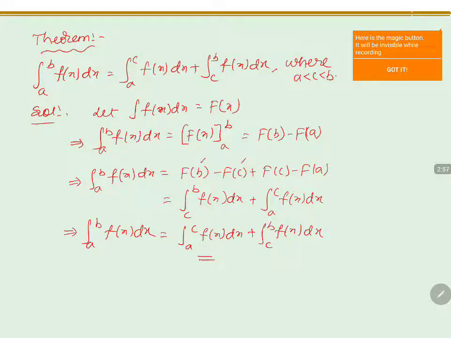So, whenever the lower limit is a and the upper limit is b, we can introduce one intermediate value called c, which lies in between a and b, such that integral a to b f of x dx is equal to integral a to c f of x dx plus integral c to b f of x dx.